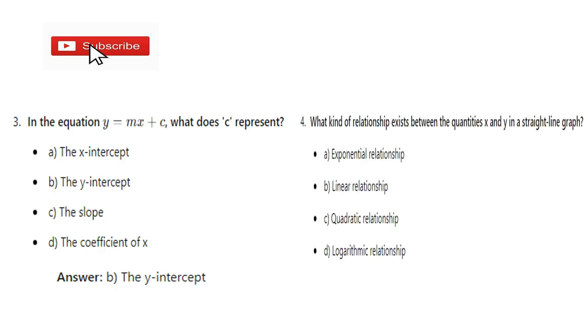Let's take this one. What kind of relationship exists between the quantities x and y in a straight line graph? A, exponential relationship. B, linear relationship. C, quadratic relationship. D, logarithmic relationship. So the correct option is linear relationship. That equation, as I said, is a linear equation.